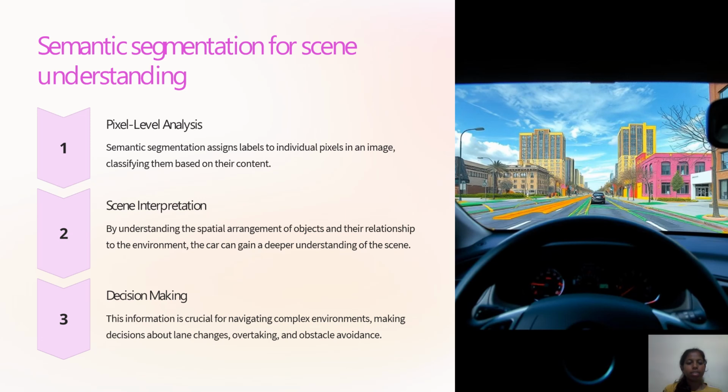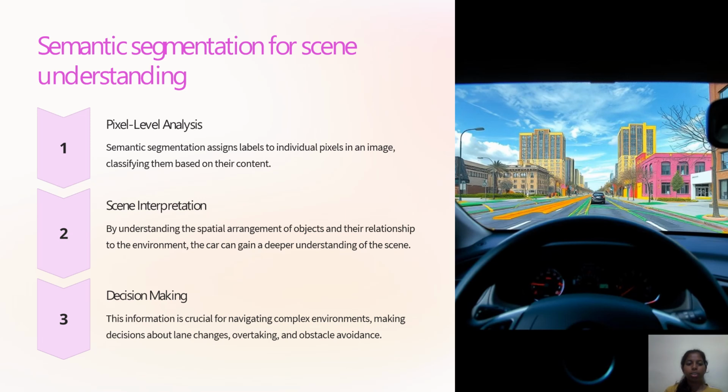The second, scene interpretation, means the car can identify the objects and their relationship to the environment, and the car can gain a deeper understanding of the scene. What's there in the front as the obstacles, it can get into it. And the third one is decision making. This information is crucial for navigating complex environments, making decisions about lane changes, overtaking, and obstacle avoidance.